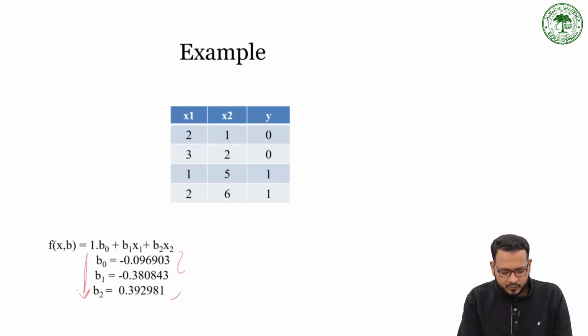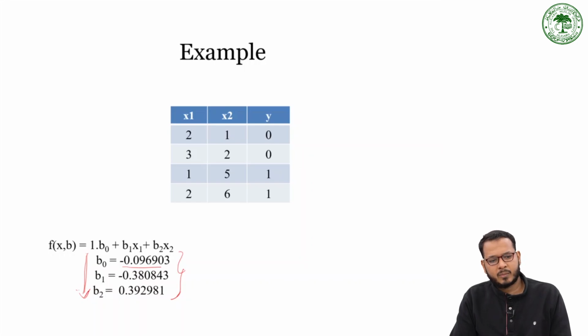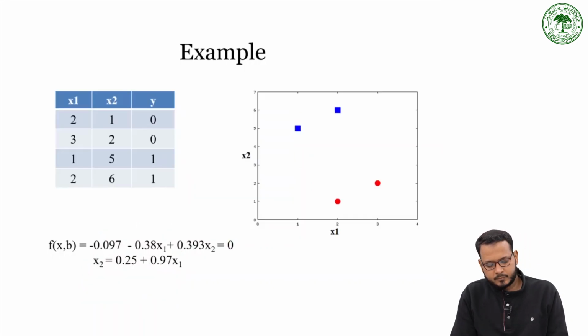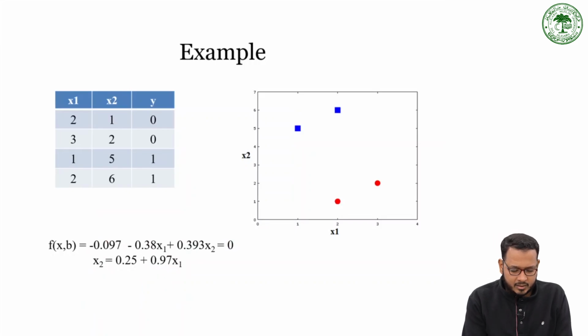It turns out the value of B0 is minus 0.0969. For B1 it is minus 0.38 and for B2 the value is 0.39. Once their values are not changing anymore, we will stop at that point. These are the corresponding coefficients of the curve f(x;b). So our f(x;b) turns out to be this expression with B0, B1 and B2.